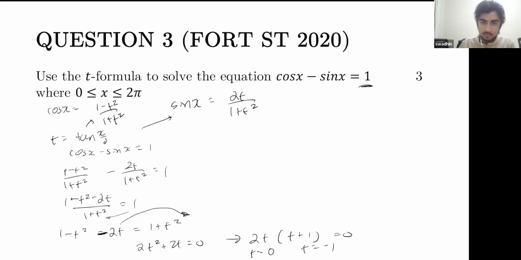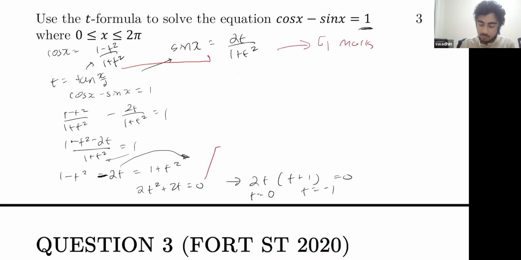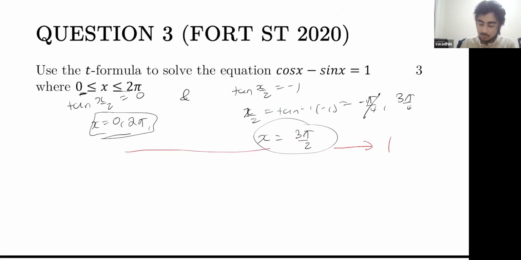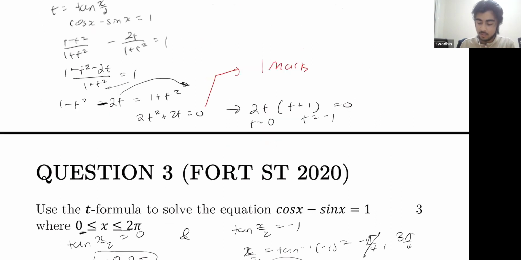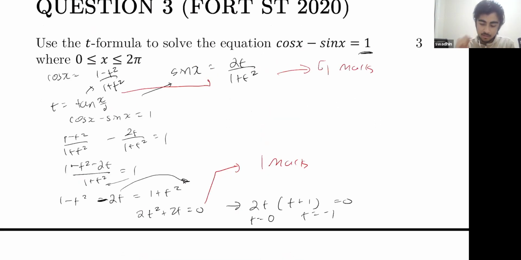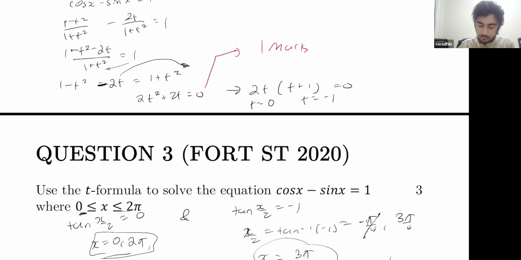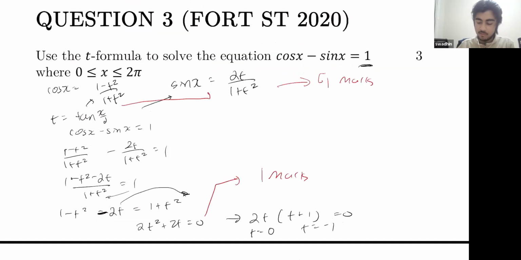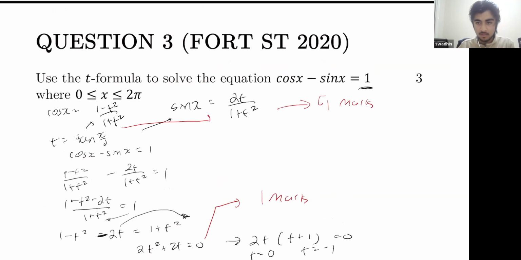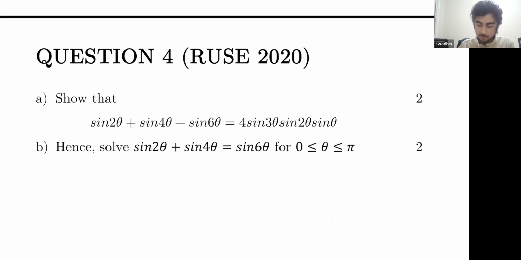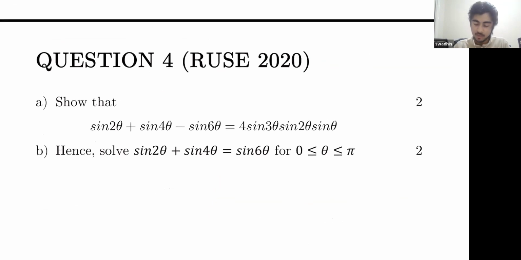So how this works is, if you obtain the t formulas for this one, that's 1 mark. Getting up to this equation is going to be 1 mark. And actually solving the right answer is going to be another mark. That's how the marking scheme kind of works. All right, any questions with this one, guys? No worries.